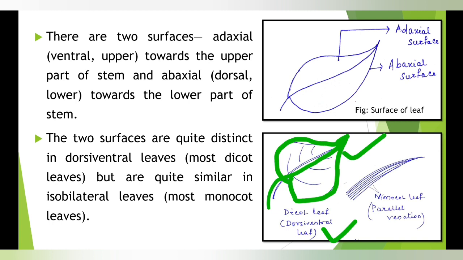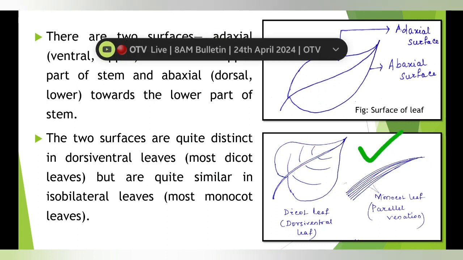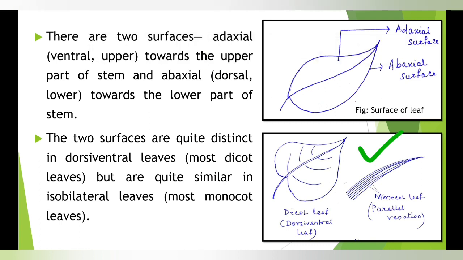Then there is the isobilateral leaf showing parallel venation, found in monocot leaf. In the case of monocot leaf, the dorsal and ventral surfaces are not distinct. So it is called isobilateral leaf, which is present in your monocot plants.